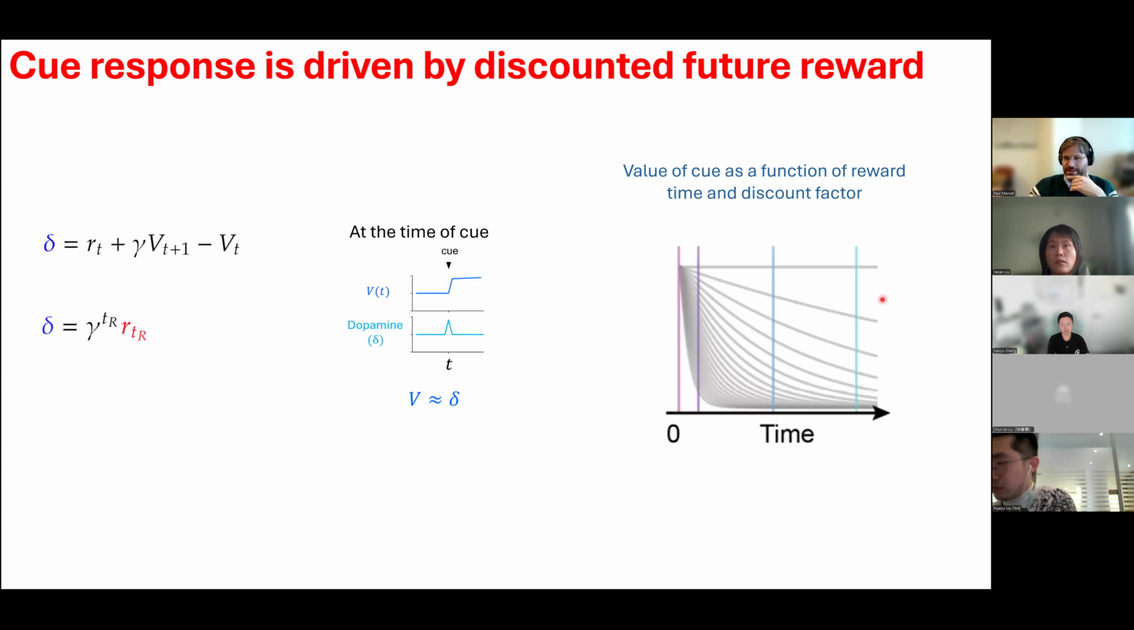So we're going to do something very simple where we give rewards at different times. And by measuring the response at these different times, we're able to measure how much a given neuron is discounting future rewards, right?